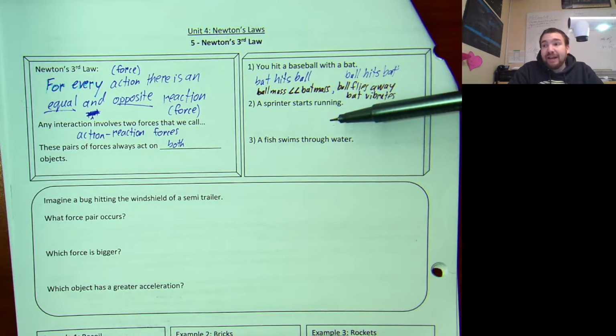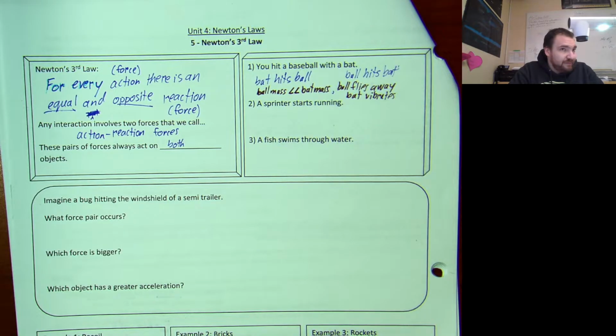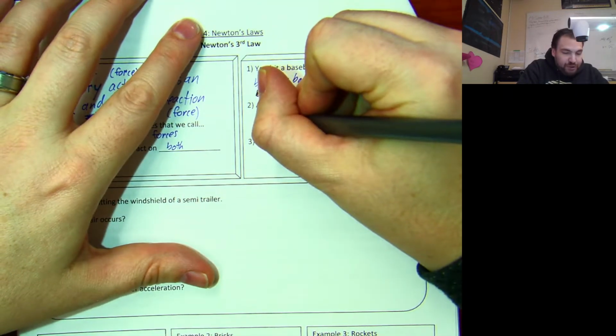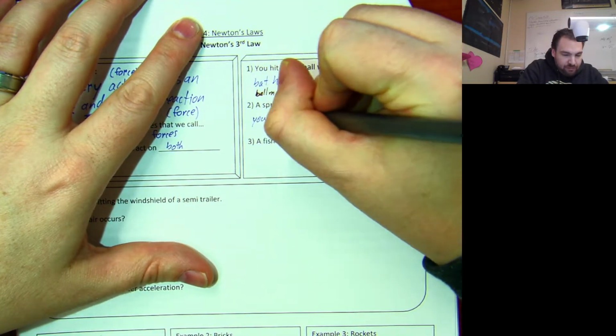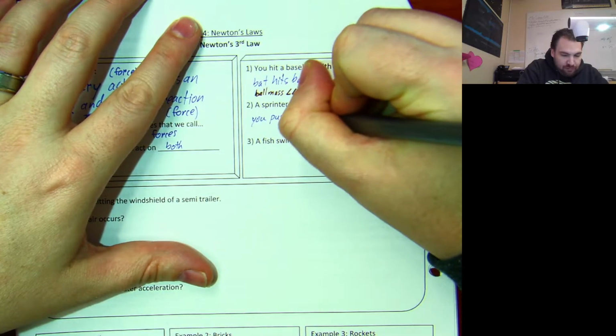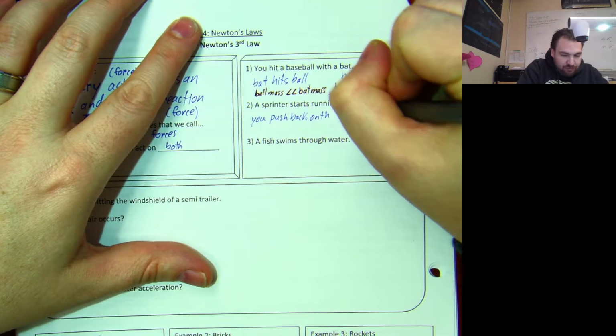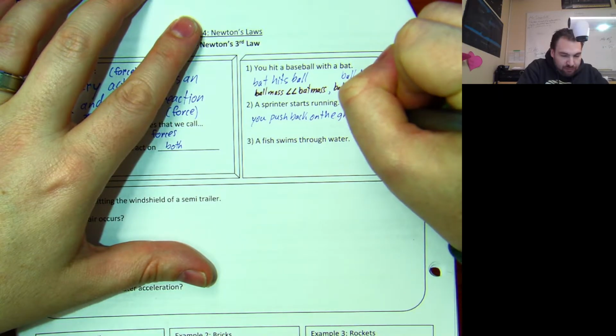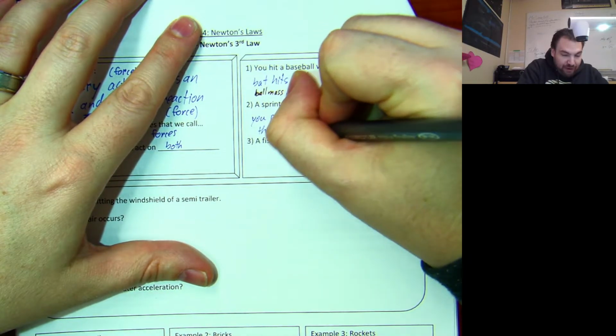A sprinter running, what's actually happening here? How does a sprinter, or even when you walk, how do you move forward? But how? Manuel. Okay, so you push back on the ground. The ground pushes forward on you.